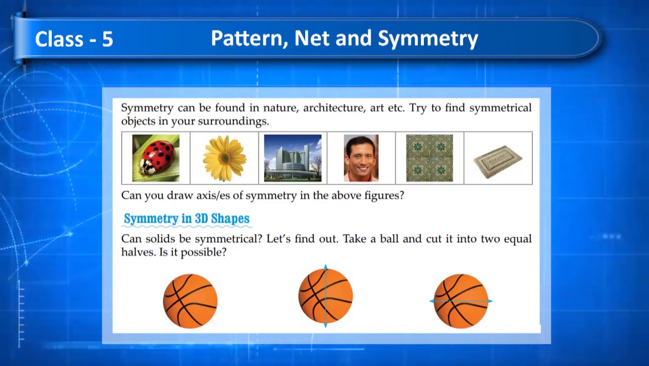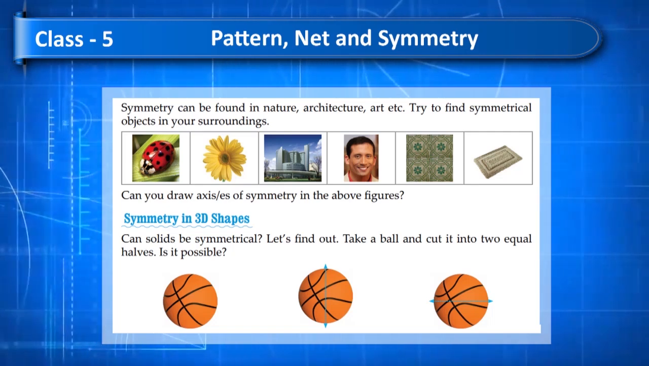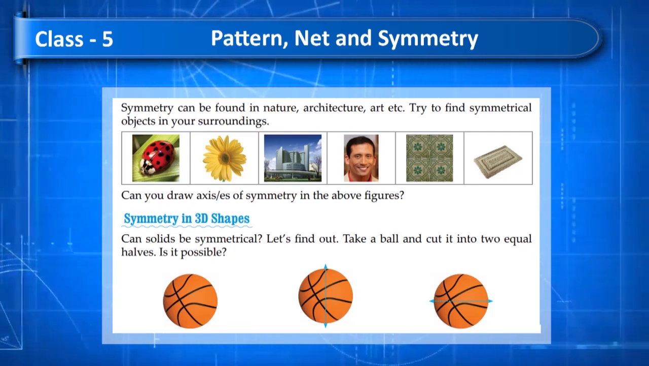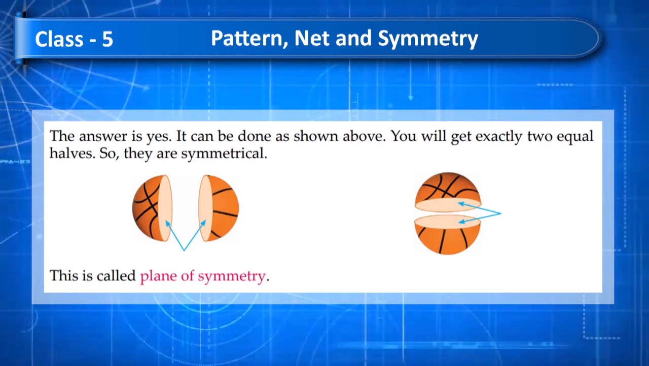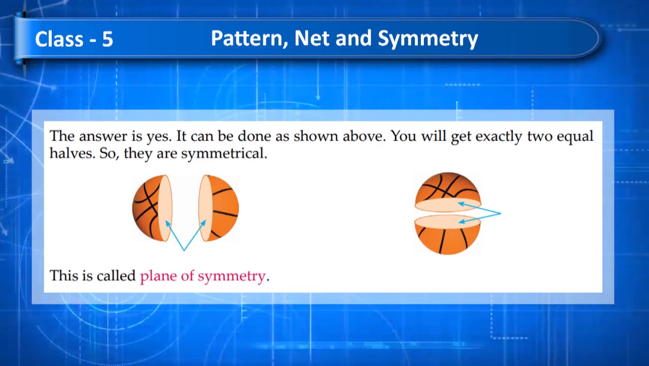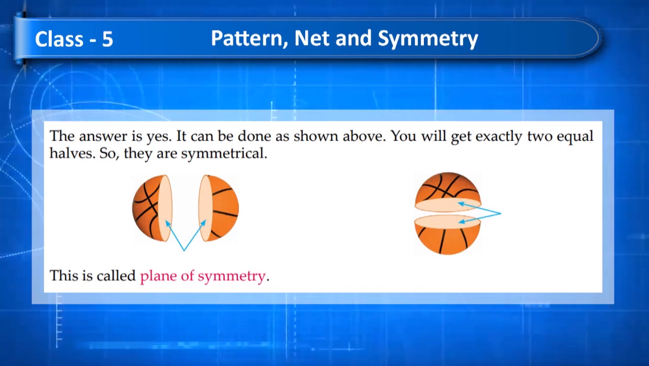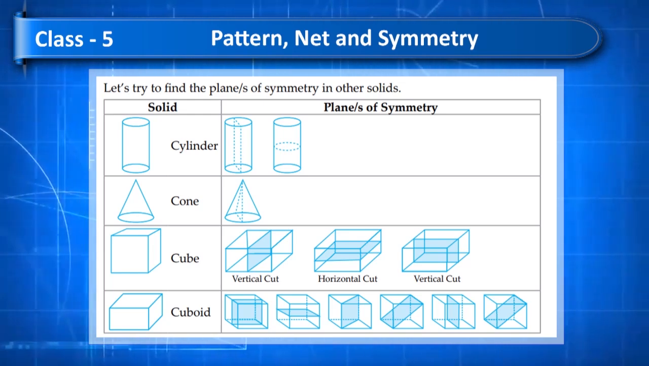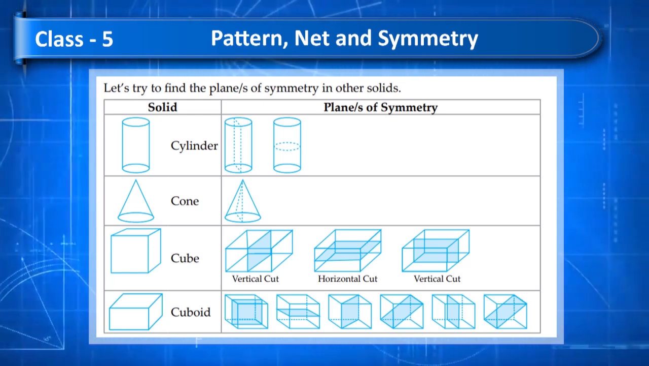Symmetry in 3D shapes. Can solids be symmetrical? Let's find out. Take a bowl and cut it into 2 equal halves. Is it possible? The answer is yes. It can be done as shown above. You will get exactly 2 equal halves, so they are symmetrical. This is called a plane of symmetry. Let us try to find the planes of symmetry in other solids: cylinder, cone, cube, cuboid, and the planes of symmetry of such figures.